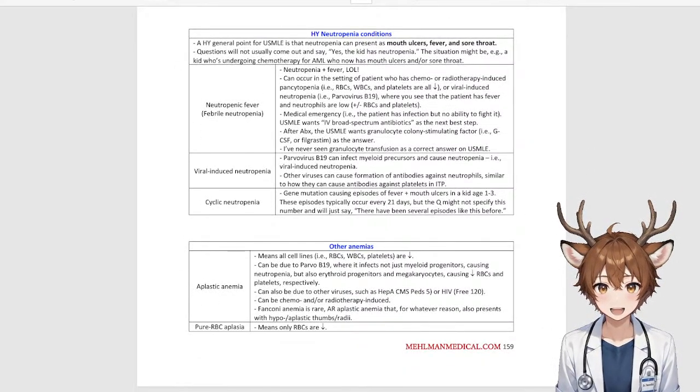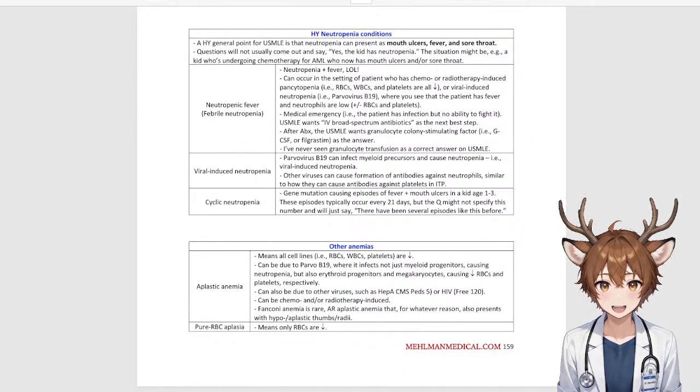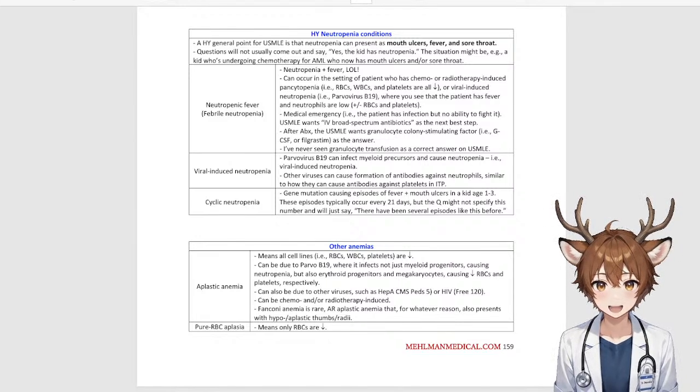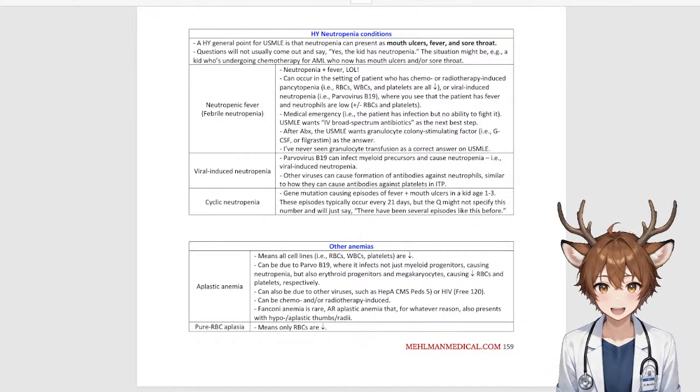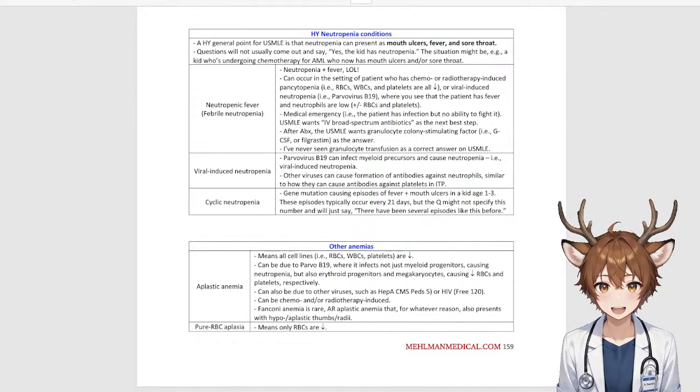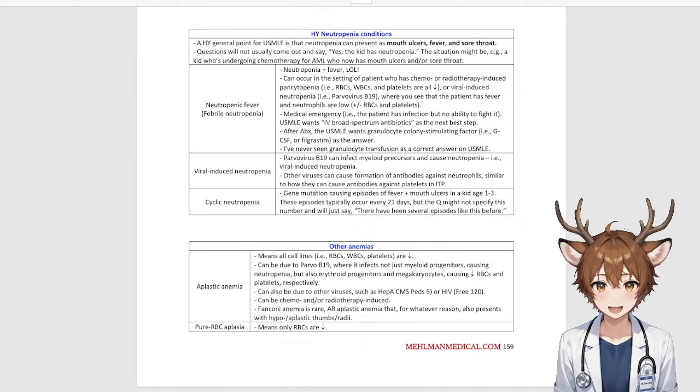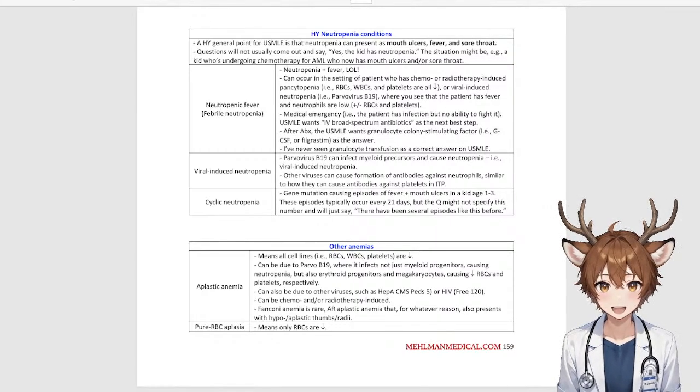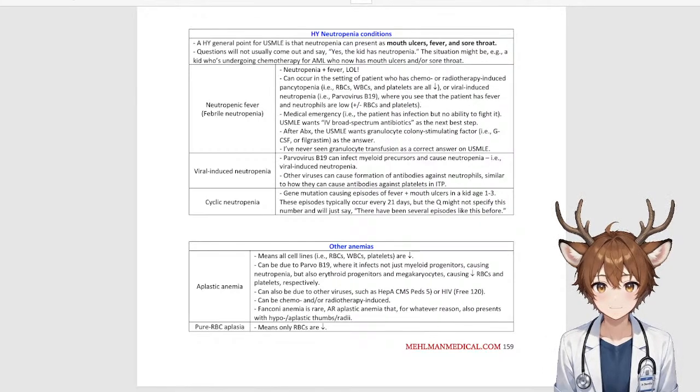High-yield neutropenia conditions. A high-yield general point for USMLE is that neutropenia can present as mouth ulcers, fever, and sore throat. Questions will not usually come out and say, yes, the kid has neutropenia. The situation might be, that is to say, a kid who's undergoing chemotherapy for AML, acute myelogenous leukemia, who now has mouth ulcers and/or a sore throat.